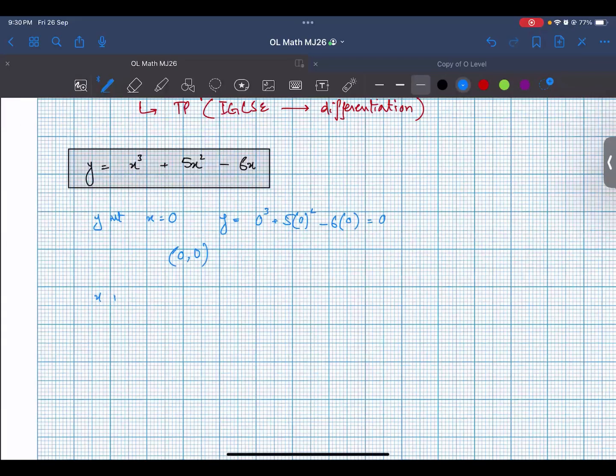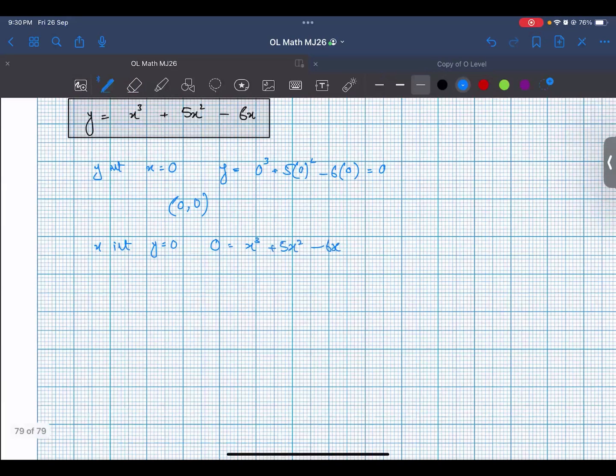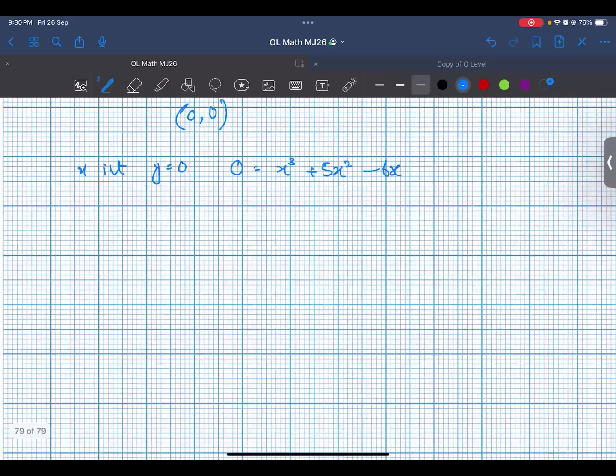Now you find the x-intercept. How will you find the x-intercept? When your y is 0. When your y is 0, the equation becomes x cube plus 5x square minus 6x. And how will you solve this? You have a function in your calculator as well, but you would also need to learn how to do it manually. You can confirm the answer using the calculator.